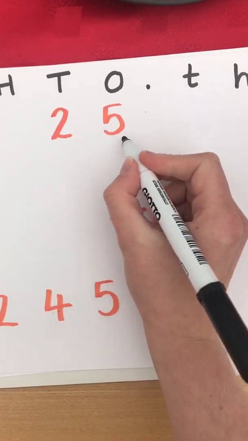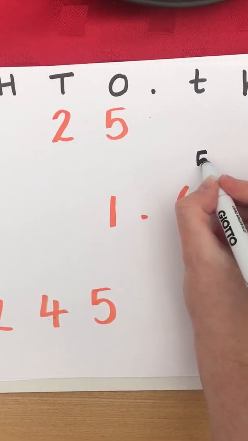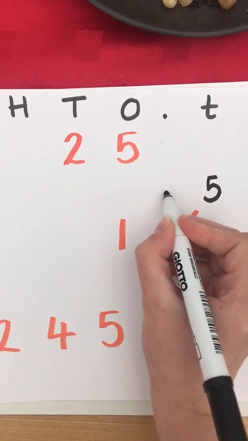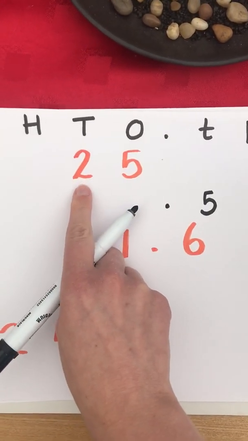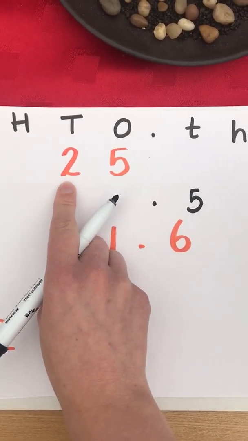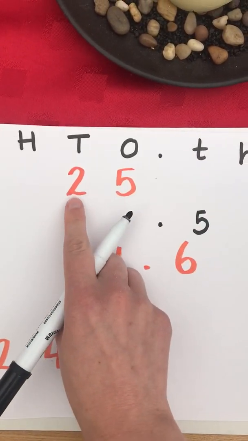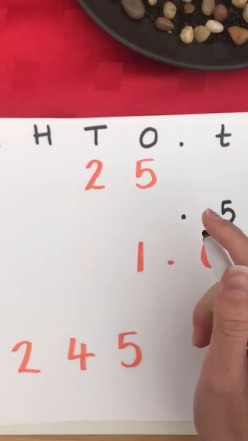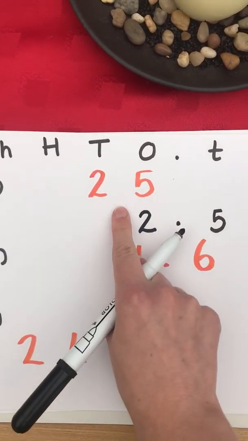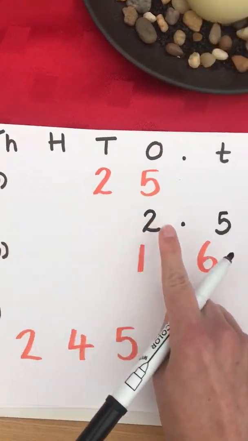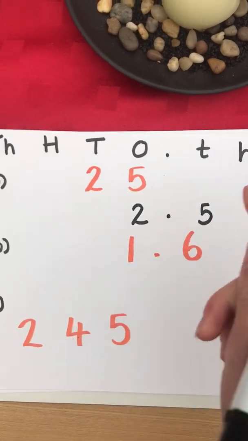So the 5 jumps to the tenths column. Decimal point never moves. And the 2, which was originally in the tens column, sorry, not tenths, tenths is over here, the tens column jumps to the ones column. So that shows to us that 25 divided by 10 is 2.5.